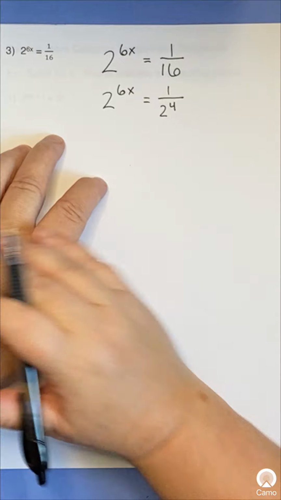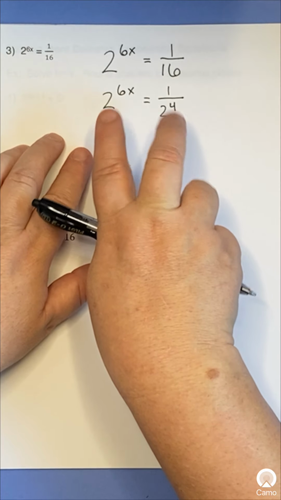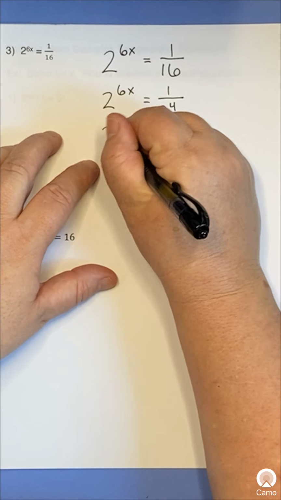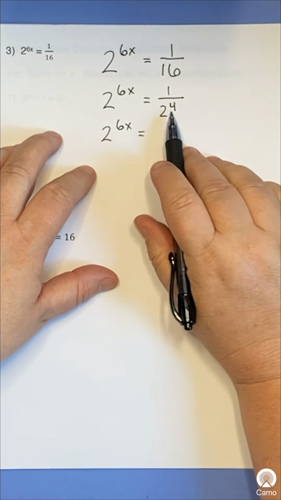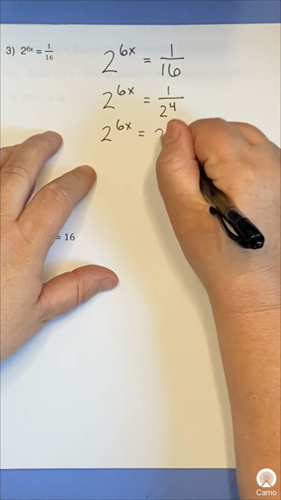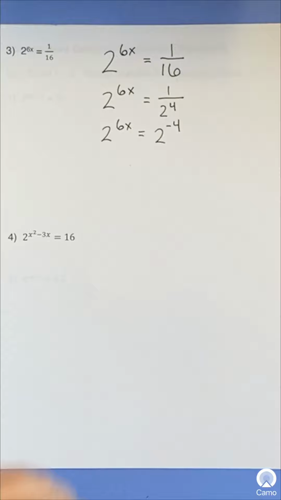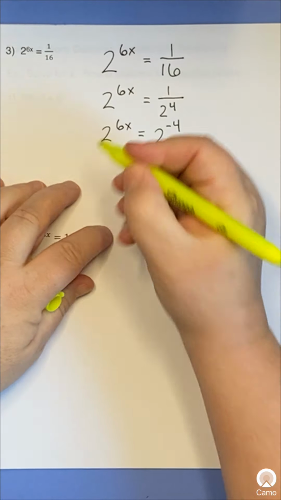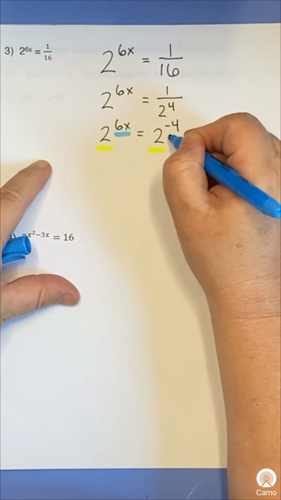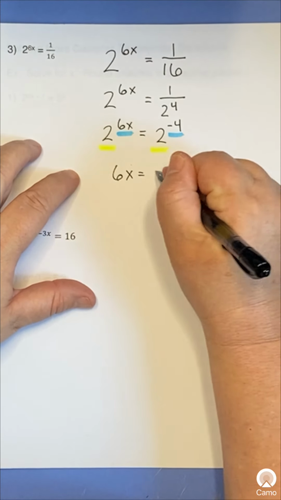Okay, so we're partway there. We do have matching bases, but this is in a denominator. So these two aren't in the same format yet. So I can't do that magic trick yet. Okay, let's see. 2 to the 6x equals. Now, you have to remember that if something's in the denominator, the exponent is negative. So I just write it as 2 to the 6x equals 2 to the -4th. Woohoo! We got them! Matching bases. Matching bases means matching exponents.